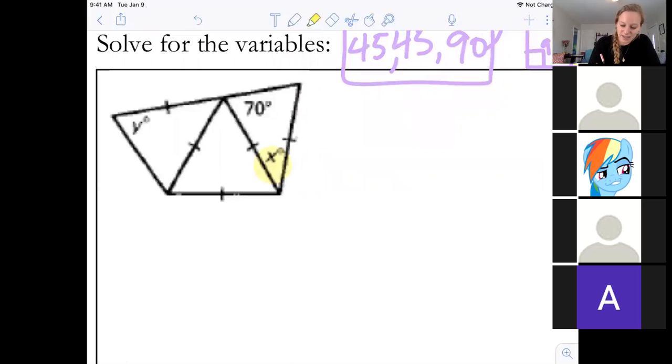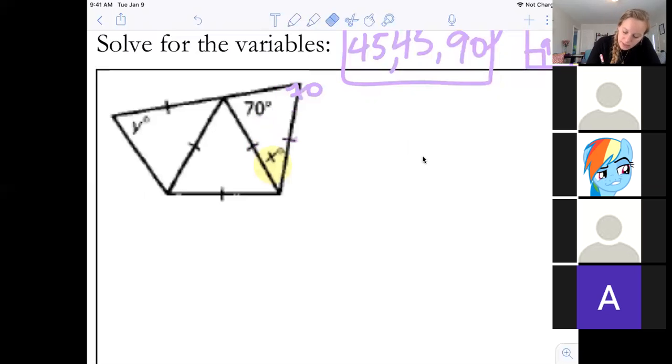In order to find x, I need to know this angle over here. Does anyone know what that pink angle is? 70. Why? Because the 2 sides are congruent, which would make the 2 angles congruent, which would be the converse of the isosceles triangle theorem. I think it's just the normal isosceles triangle theorem. Yeah, it's the normal one, my bad. If it's an isosceles triangle, then the base angles are congruent. So then this is also 70.